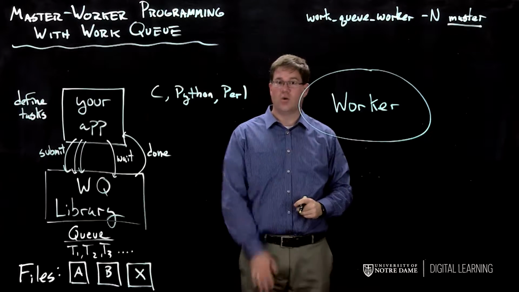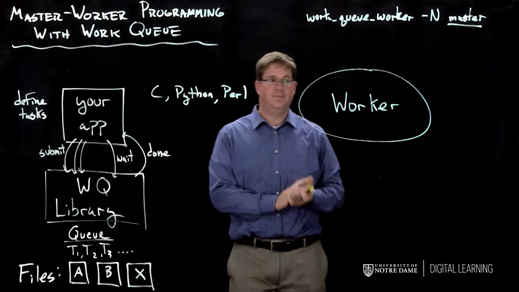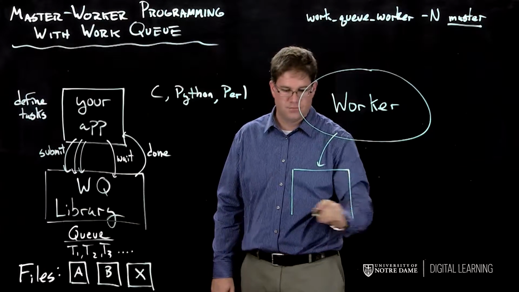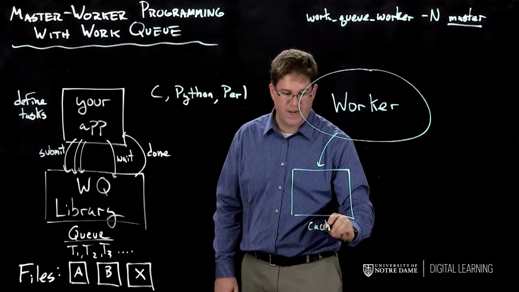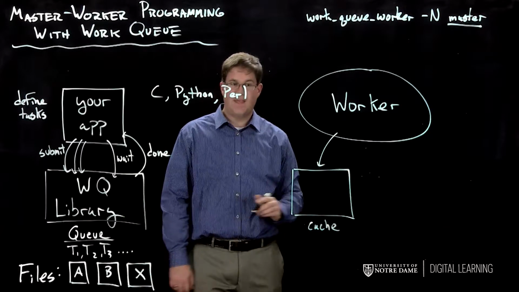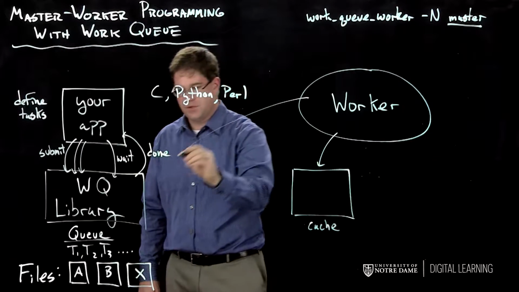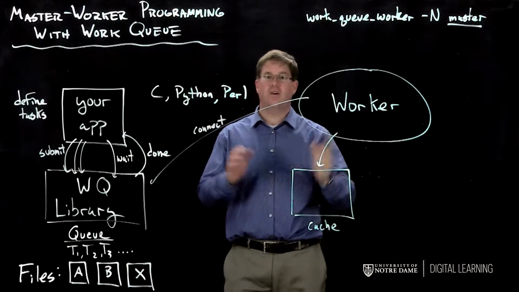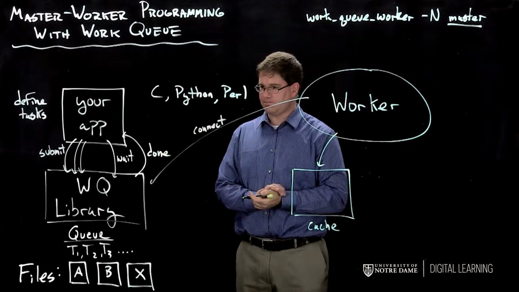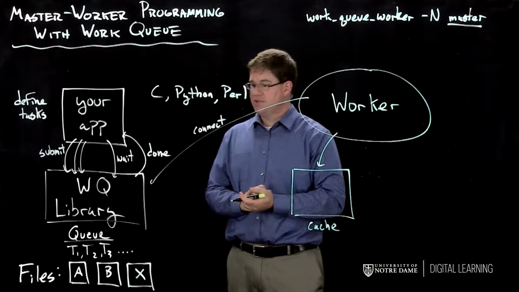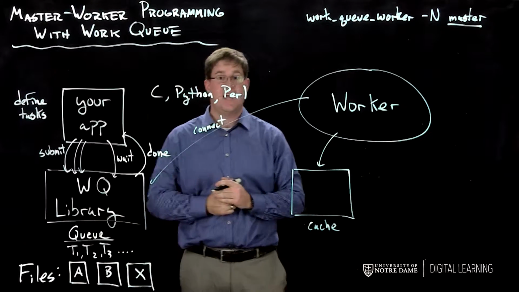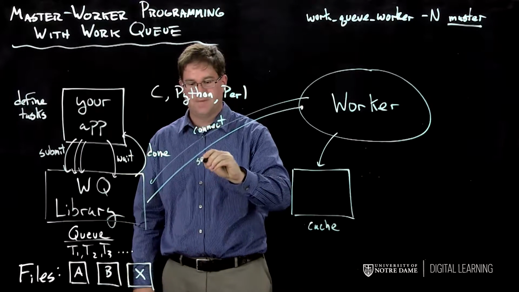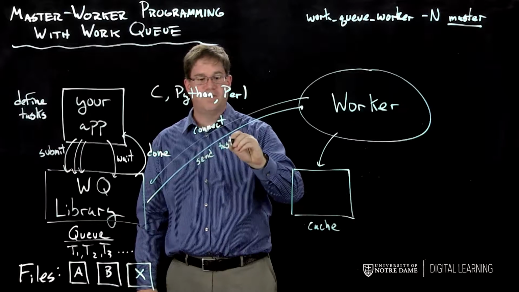So if I start a single worker, that process is going to wake up. And the first thing it's going to do is set up a cache directory for commonly used files. And then it's going to connect to the master to say, here I am, I'm ready to do some work now. Now, the WorkQ library is going to see that there's a worker available and it has some tasks to run. And so what it's going to do is it's going to send over a task along with the files that it needs.